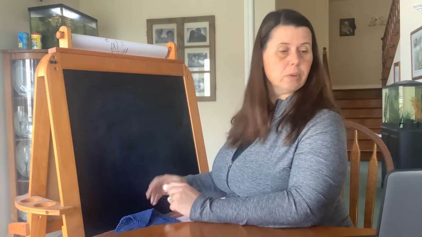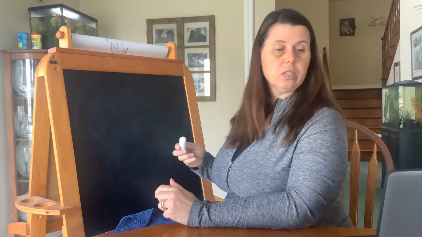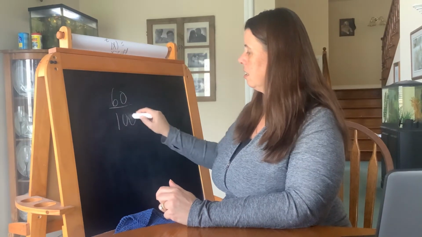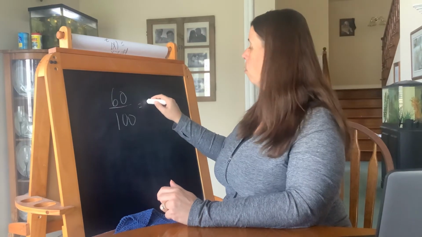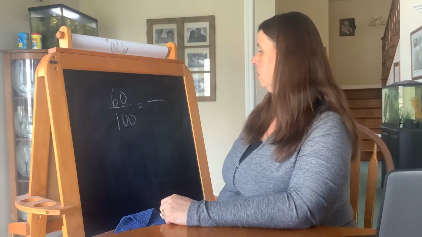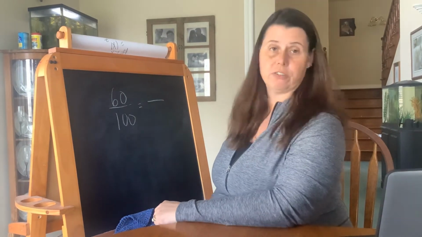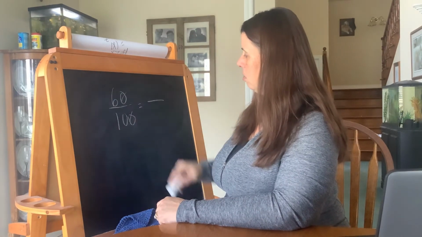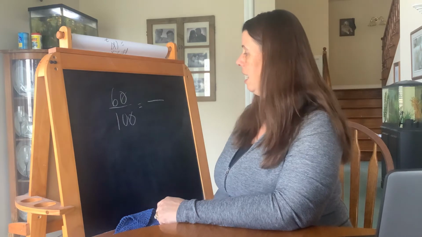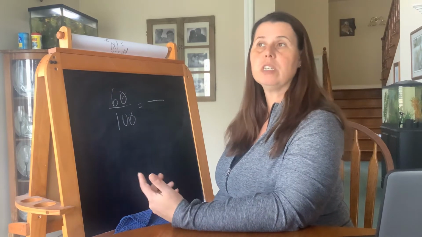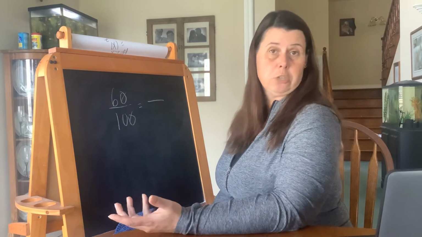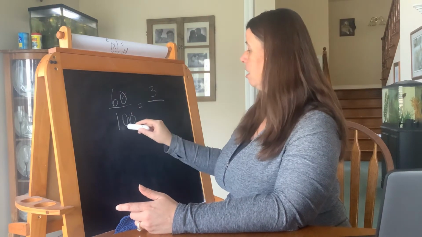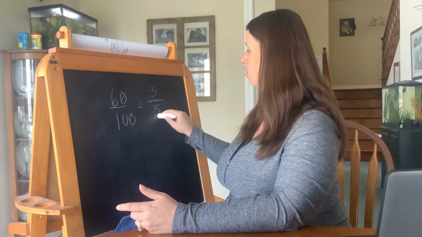I'll do another one with you. So 60 over 100 is what in lowest terms? Well, here's a little trick for you. If you've got zeros on top of each other, you can just cross them out and pretend that now it's 6 over 10. So what's a number that goes into both 6 and 10? 2 is easy. So if I divide 6 by 2, I end up with 3, and if I divide 10 by 2, I end up with 5.